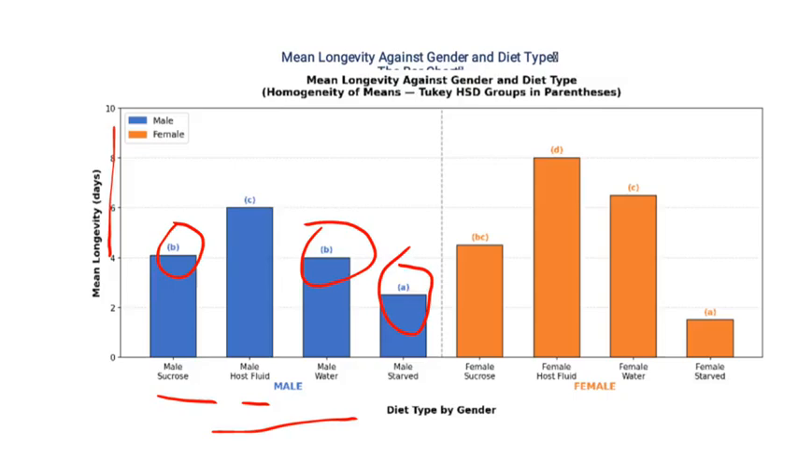Now, what are we comparing? Firstly, we're comparing their mean. This is 6. The other one is 4.1, meaning male host fluid has the higher mean longevity. They live longer than the male sucrose, meaning males fed host fluid live longer than males fed 10% sucrose. So how do we write this?